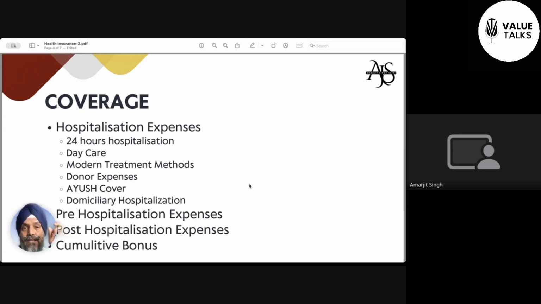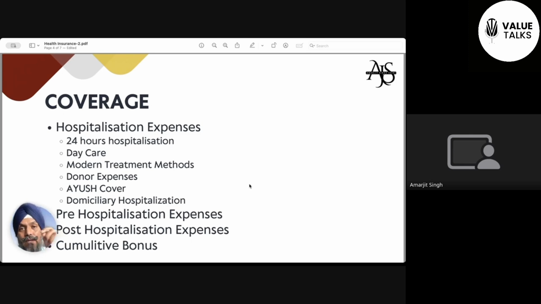So whatever treatment is given in daycare, as per the list which is attached with the policy, generally there are about 450 to 600 daycare procedures listed in the policy. Chemotherapy, for example, is listed there. So those are also covered without 24 hours hospitalization. Now things are moving very fast technology wise. So there are modern treatment methods like robotic surgeries, etc. Or now chemotherapy is given orally also. So those things are also covered here. Donor expenses, as I told you, can also be covered. This depends on policy to policy.